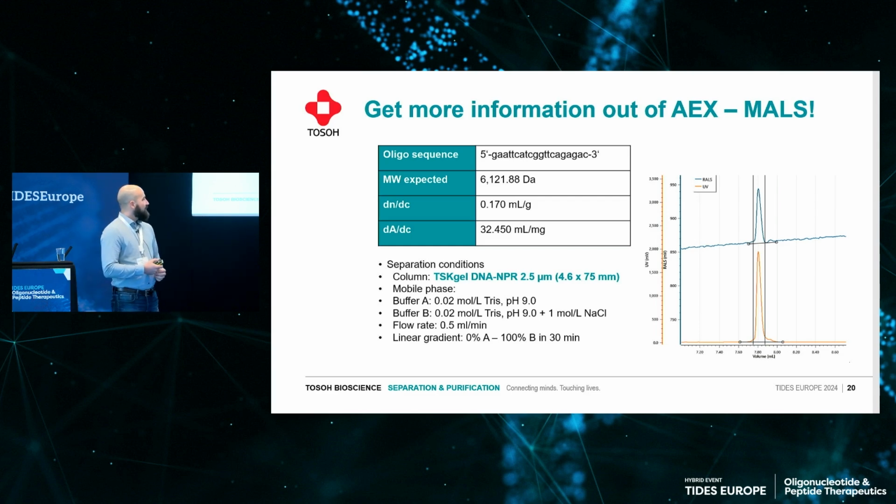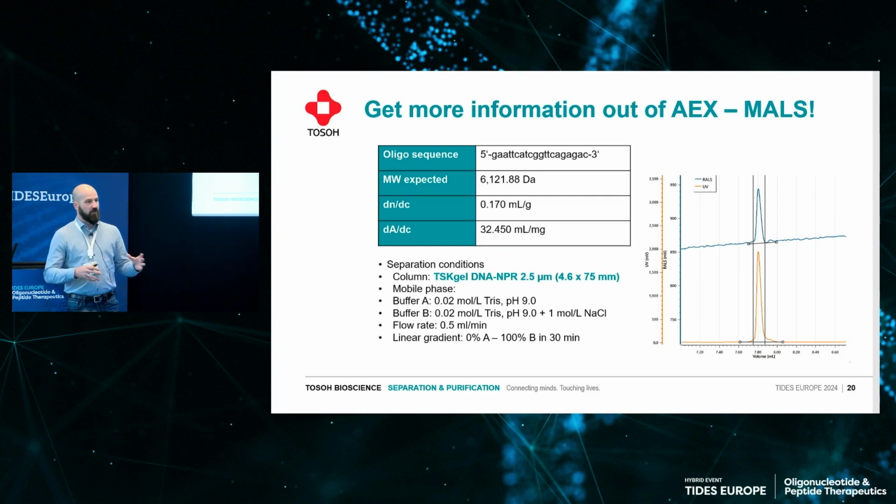But something we have investigated also is the use of anion exchange combined with multi-angle light scattering. So what does multi-angle light scattering give you? It basically gives you the molecular weight and the size of the molecule. It's not as detailed as with a mass spec, so you won't be able to differentiate between certain modifications, but it's good enough to differentiate between n-1 and n+1 if you get everything right.